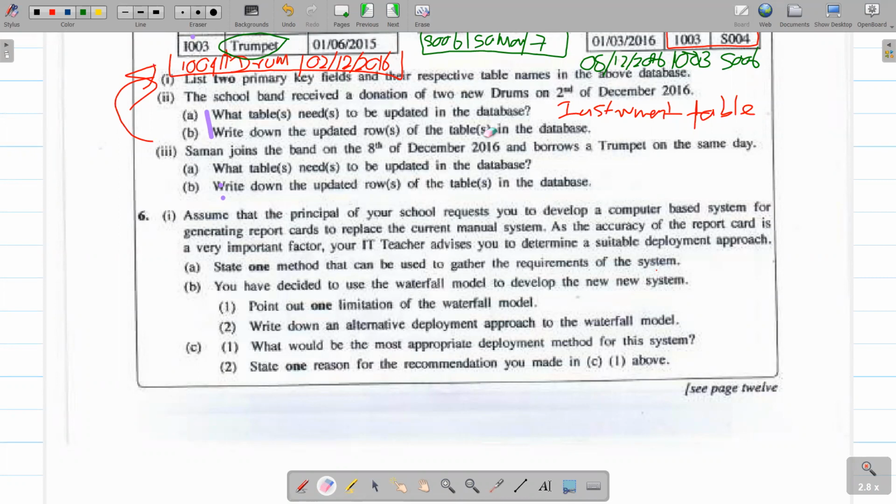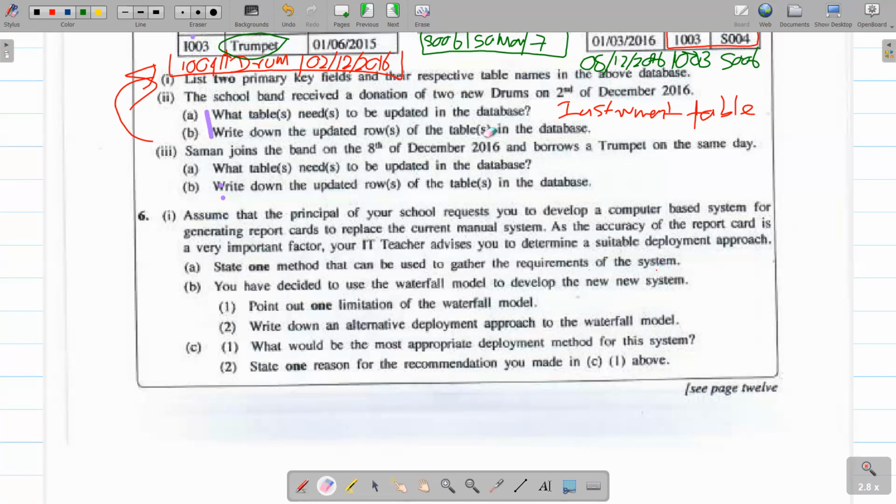Okay, Sastrika, very well done. So the first one says, state one method that can be used to gather the requirements of the system. Yes, there are many. You can do observation, you can do prototyping, you can search for similar areas, and search the environment. Documentation can be done, questionnaires can be done. Those kinds of things can be done.